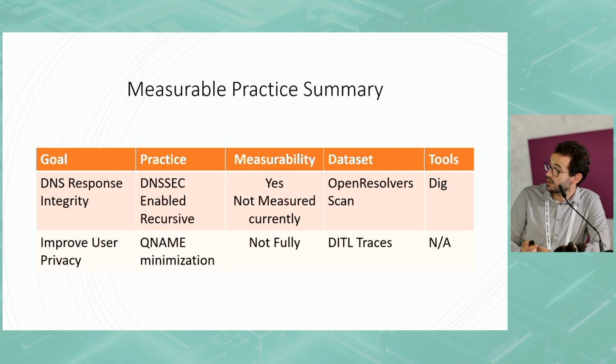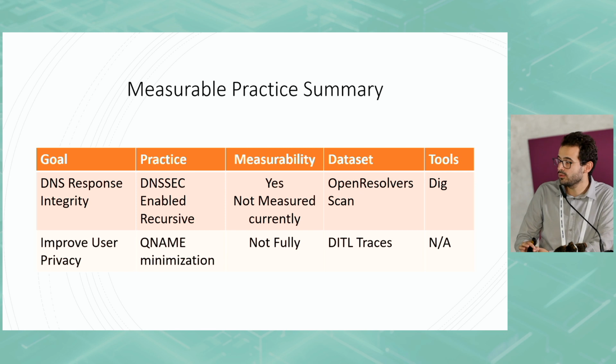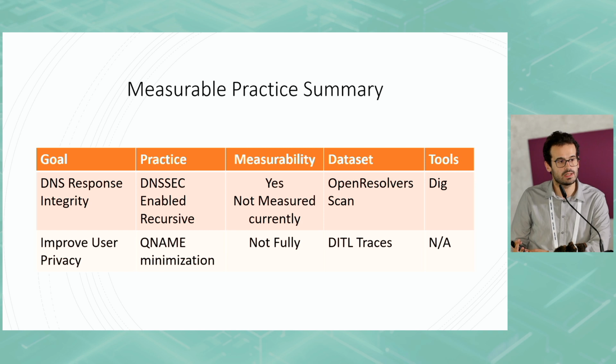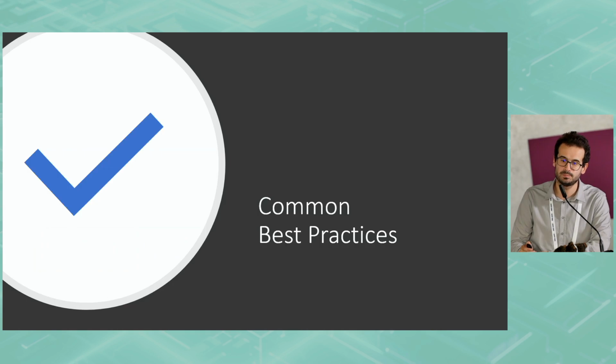And the second one for recursive name servers is QNAME minimization. So whether recursive name servers adopt QNAME minimization or not. And this is not fully measurable. This can be done, for example, with the Day-in-the-Life DNS traces from OARC. But it has limited visibility towards how recursive name servers implement this QNAME minimization. So we can have a partial picture for this kind of practice.